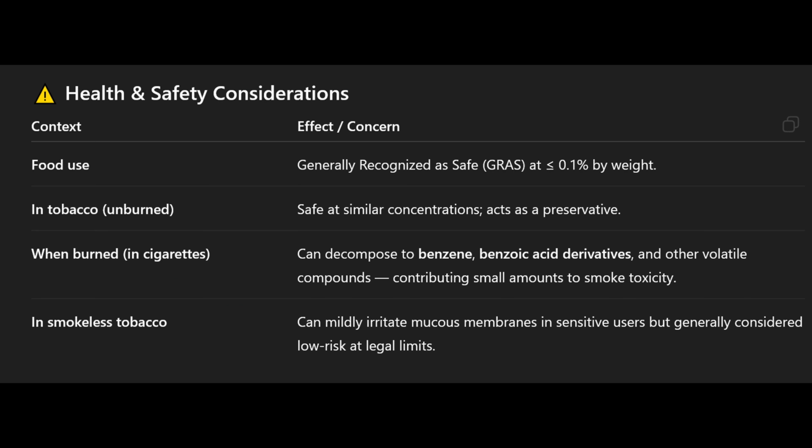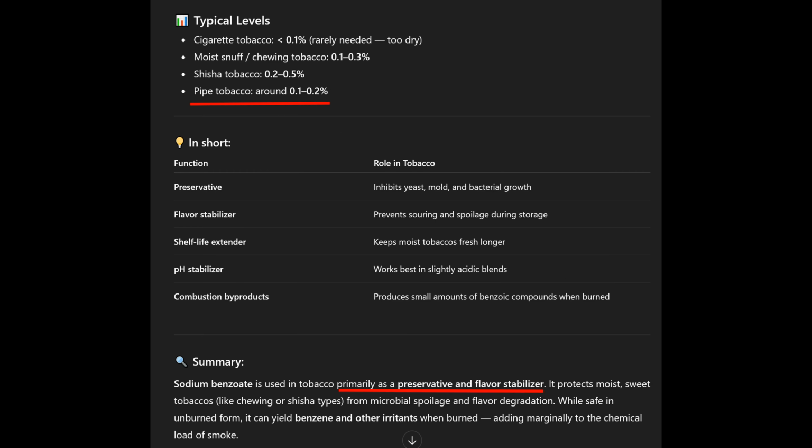Next, we have health and safety considerations, which you will read if you're interested. And then we go further to see its typical levels in pipe tobacco, which are around 0.1-0.2%. And in summary, it says that it is primarily used as a preservative and flavor stabilizer. Okay, so that is what sodium benzoate is.